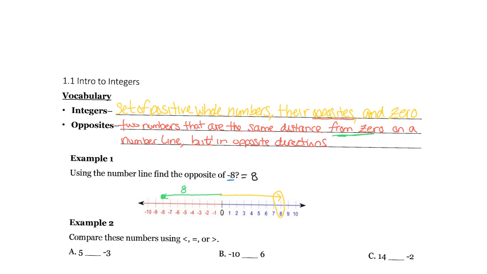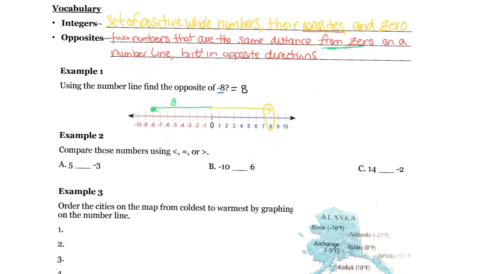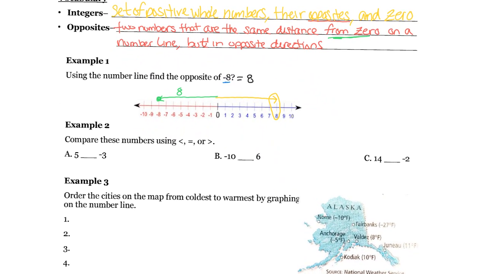Okay. So now let's compare some numbers. Let's just talk real quick. Is a positive bigger than a negative number? Yes. So a positive number is always bigger than a negative number.